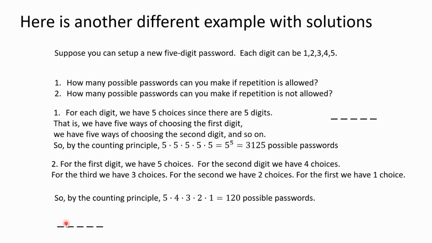So each, how do I say this? Each space in the password, the first choice here, that is, for your first digit, that would be a category. You have 5 possibilities here. You have 4 possibilities here for this category, right? The third digit in your password would be the third category, the fourth would be your fourth category, and so on.